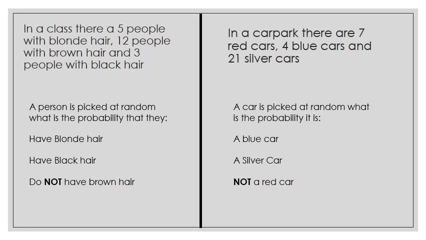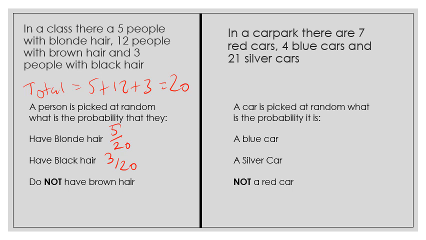We've got 5 people with blonde, 12 people with brown, and 3 people with black hair. So we're looking at some different probabilities. The first thing we're going to do is calculate the total number of people. So 5 plus 12 plus 3 gives me 20 people. The blonde hair, we've got 5 out of those 20 have got blonde hair. Black hair, we've got 3 people with black hair, so that's going to be 3 out of 20.